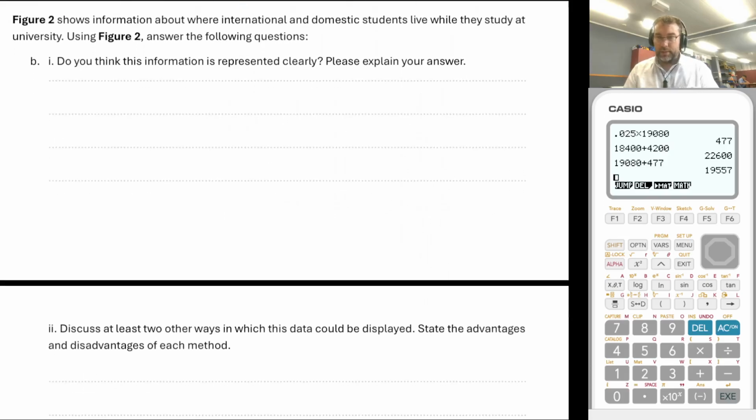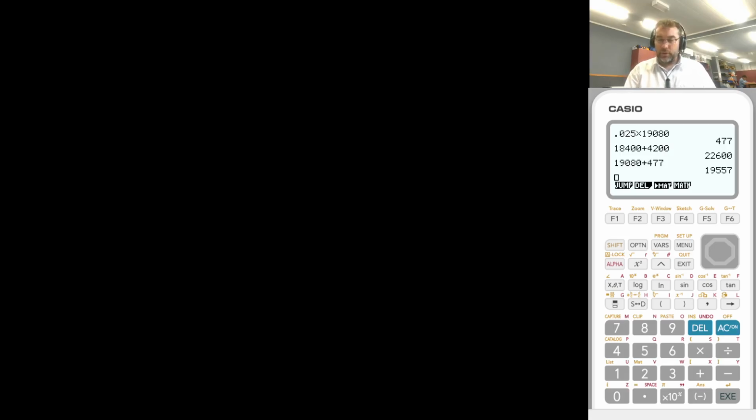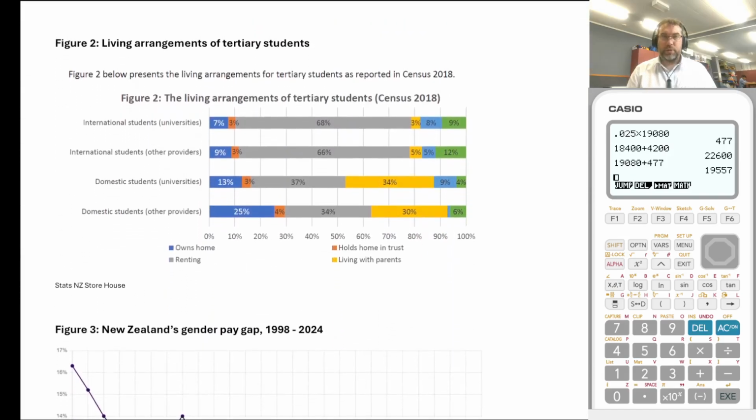The next question. So the first question here is sort of about, can you see if there's misleading information on the graph? So every time we look at a graph, the first thing we're doing is getting our head around what is shown on the graph. So in this graph here, we've got these strips, each one adds up to 100%, and it's showing the living arrangements for tertiary students from the census 2018. And each one has a dark blue, then red, then grey, then an orange or yellow, then a light blue, and then a green.